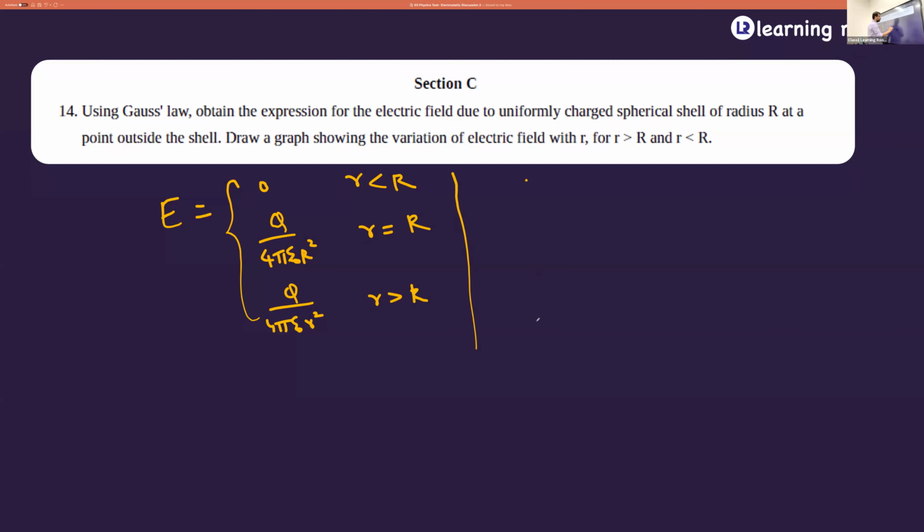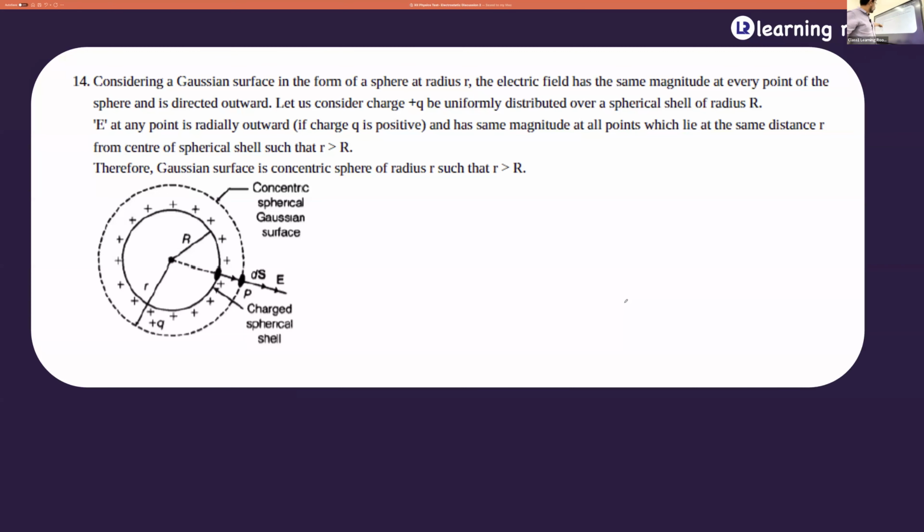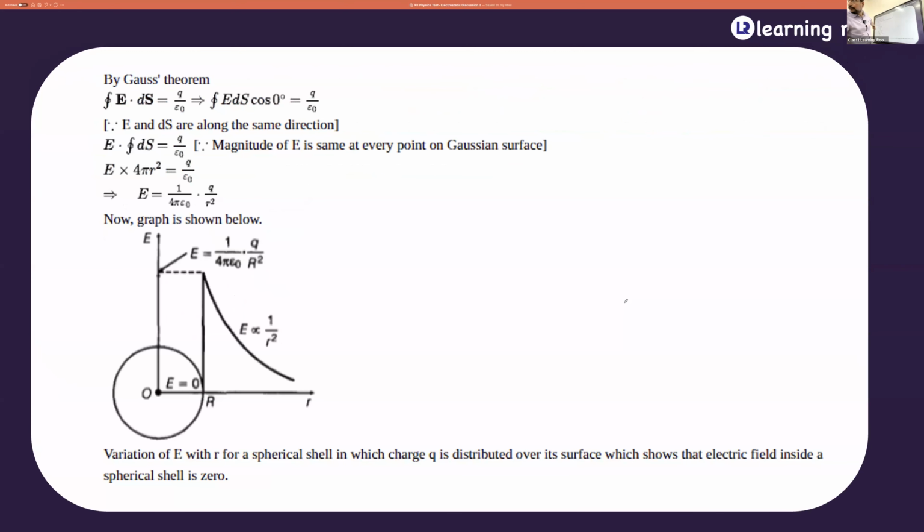And what else is possible to be asked? The graph between electric field and distance, you will get a graph like this. Basically, you will get dotted lines, if you remember. See, everything is there in the solution. You remember this graph? This is not there in the textbook, but I have explained it. I remember teaching this to you.